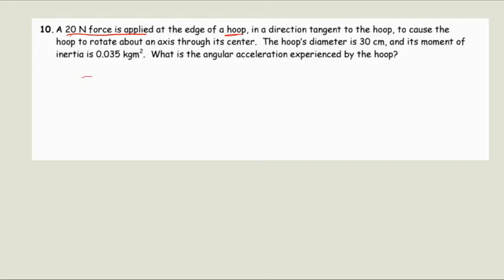So we end up having our hoop. And imagine your pencil is sticking in the center of that hoop and you have that rotation right there in the center. Now the diameter is 30 centimeters. And its moment of inertia is 0.035 kilograms times meter squared. That's nice. It gives us our moment of inertia. So I is equal to 0.035 kilograms times meter squared. Okay. So it says, what is the angular acceleration experienced?